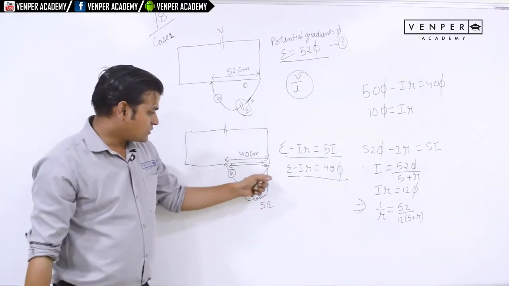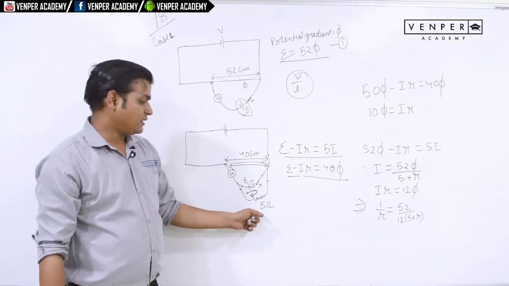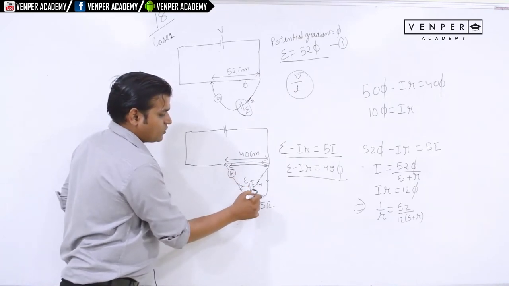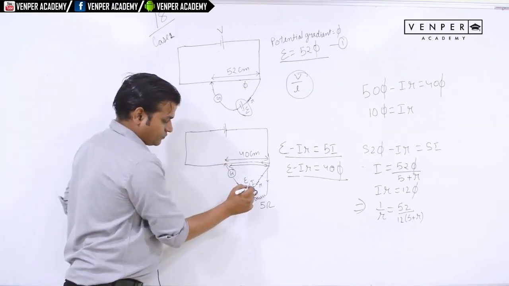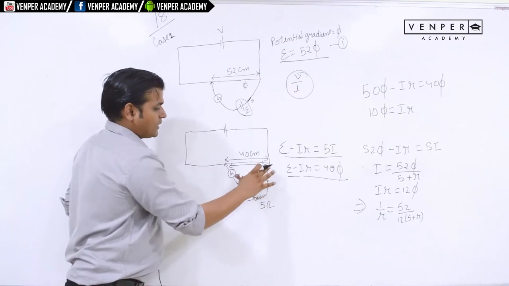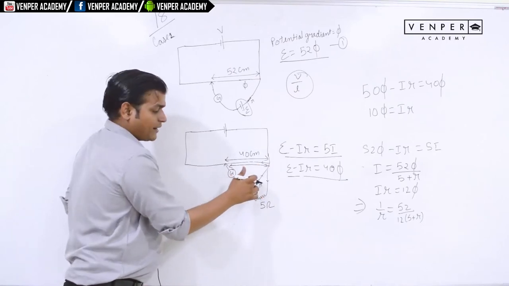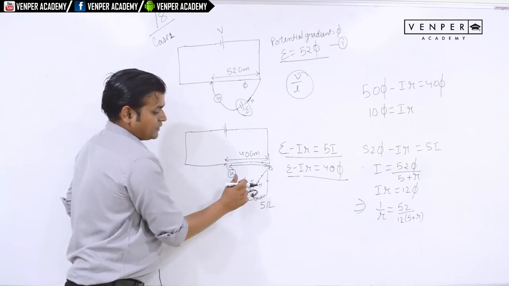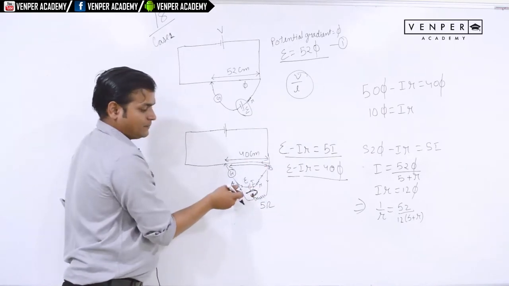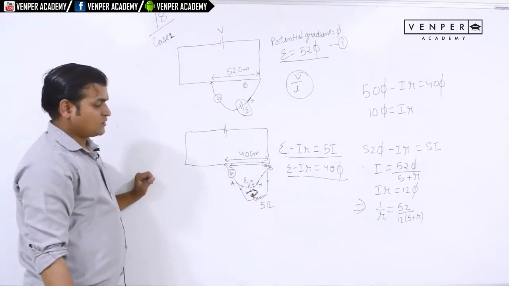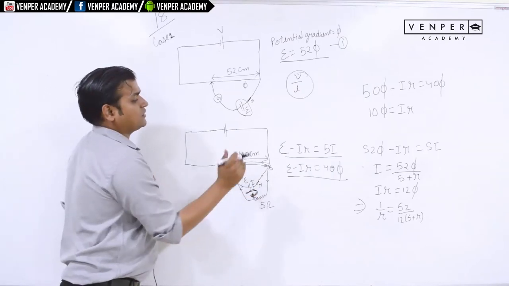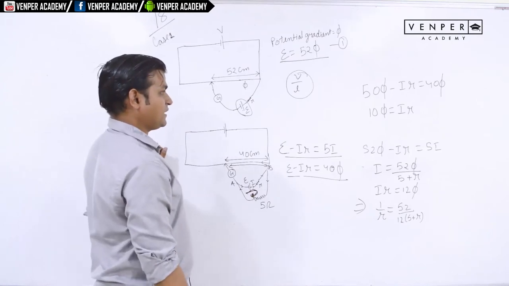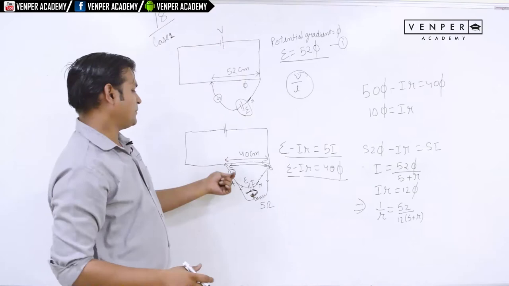Next, in this one, now this cell is shunted with a resistor having resistance 5 ohm. Clear. So what will happen? Here the current in the galvanometer is zero, but in this circuit, current will flow because there is one closed loop. Simply using Kirchhoff's law, you can calculate the potential difference here, that will be equal to E minus Ir. This potential difference across these two points, if I name them A and B, so the potential difference across AB is E minus Ir, or phi l, or 40 phi. So you can say that E minus Ir is equal to 40 phi. Clear?